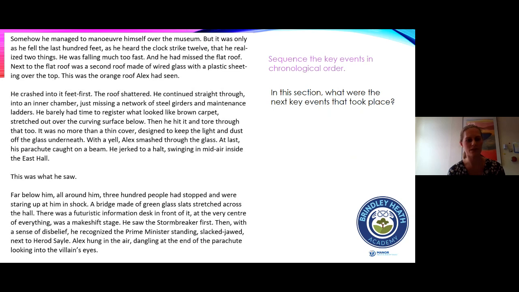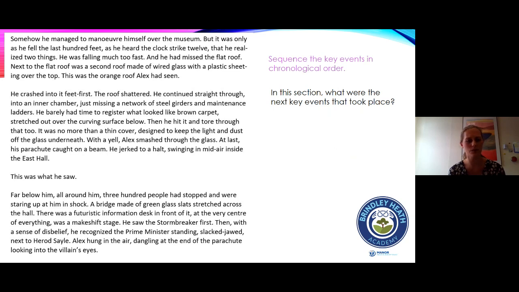Next to the flat roof was a second roof made of wide glass with a plastic sheeting over the top. There was the orange roof Alex had seen. He crashed into it feet first, the roof shattered. He continued straight through into it in a chamber, just missing a network of steel girders and maintenance ladders. He barely had time to register what looked like brown carpet stretched out over the curving surface below.